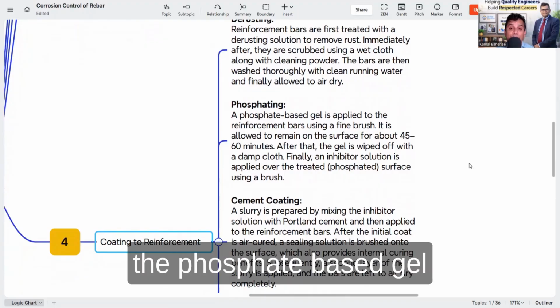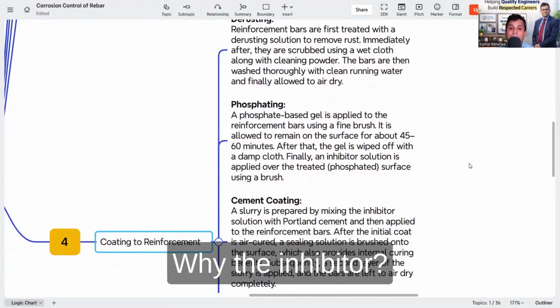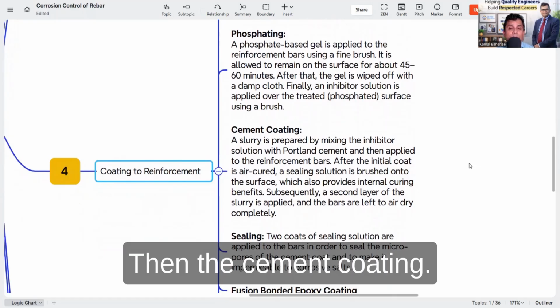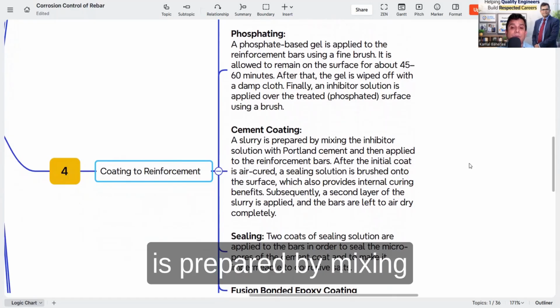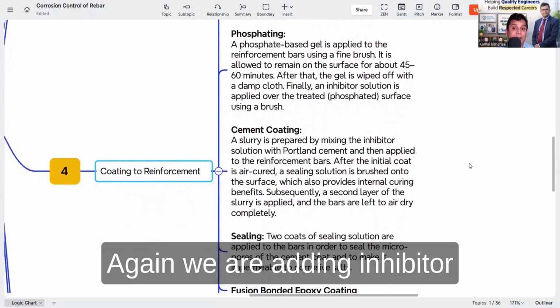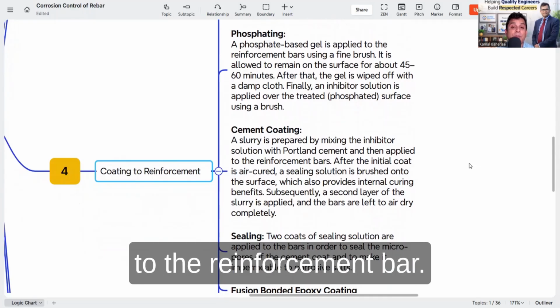Again, we are giving the phosphate based gel, and again we are applying the inhibitor. Why the inhibitor? Because it will slow down the corrosion process. Then the cement coating, another way we know. The slurry is prepared by mixing the inhibitor solution, again adding inhibitor with the Portland cement, and then applying it to the reinforcement bar.